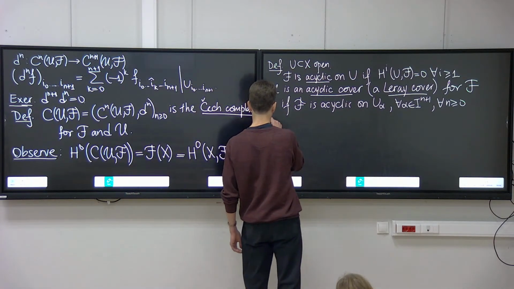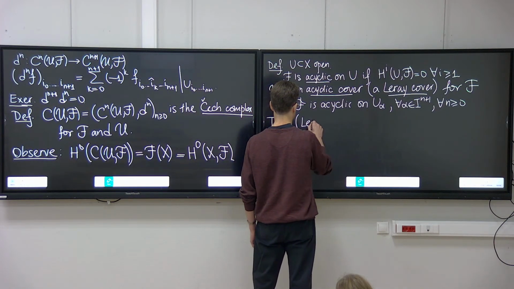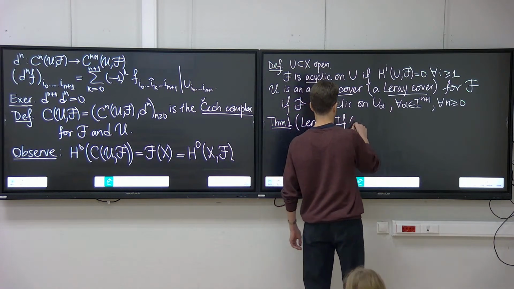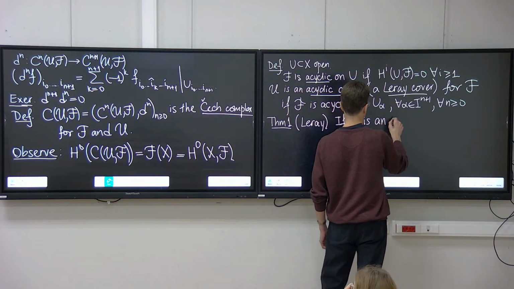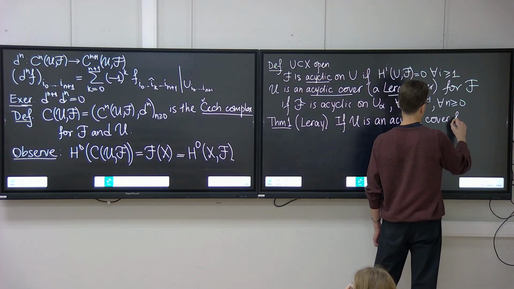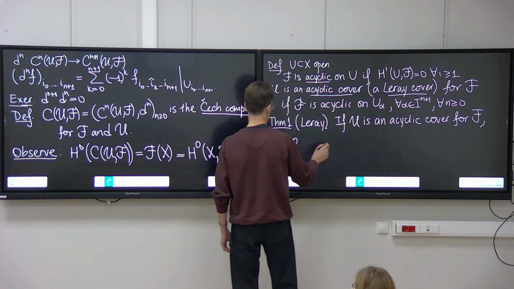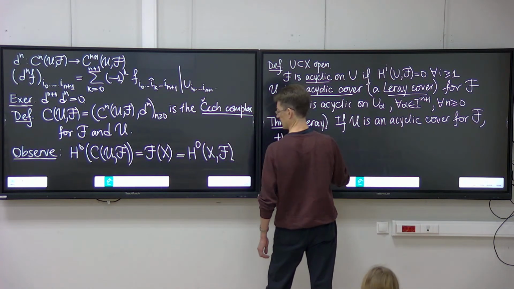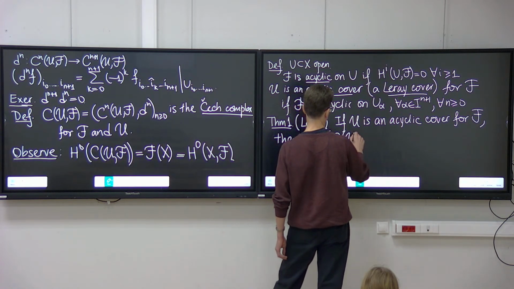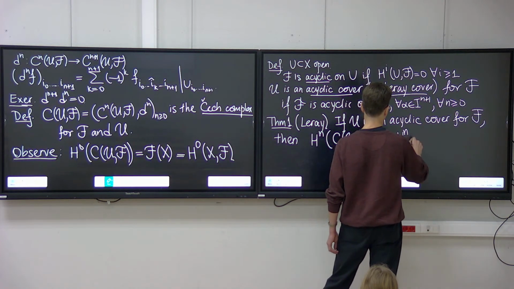And we have the following result. Theorem 1, due to Leray. If U is an acyclic cover for F, then there exist isomorphisms between the nth cohomology of the Čech complex and the nth cohomology of our sheaf.